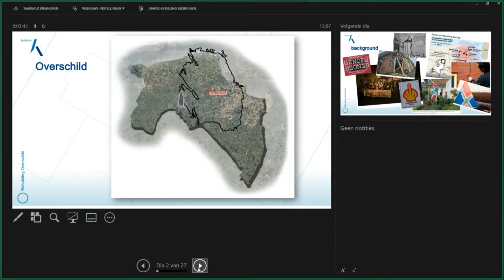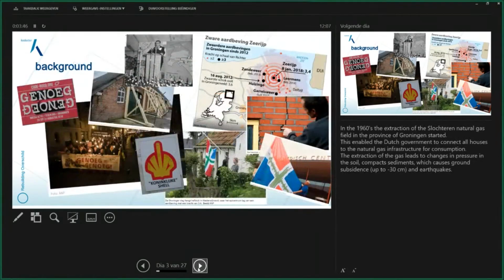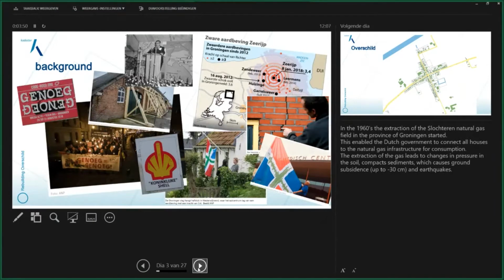So I made a little collage, a collection of some pictures. The natural gas extraction started in the 60s, and some decades later, damages occurred, caused by earthquakes. So also good to mention here, I think most people in the Netherlands already saw this flag, some kind of protest flag. It's the province of Groningen flag with this seismologic line there. So it's some kind of protest flag to show that they are against the natural gas extraction, because it's causing a lot of damage and problems.